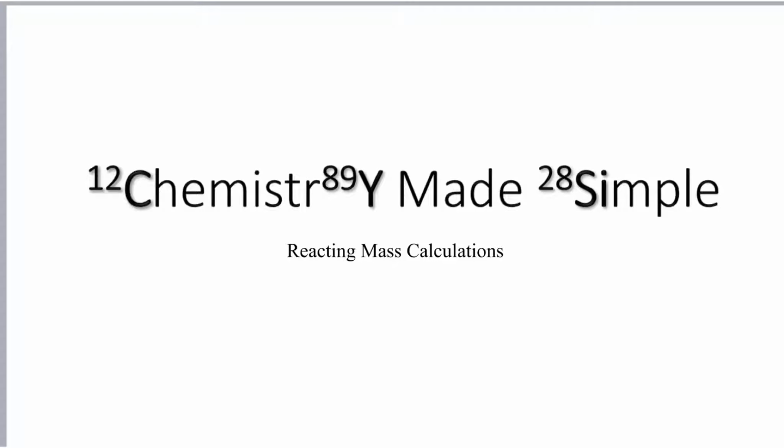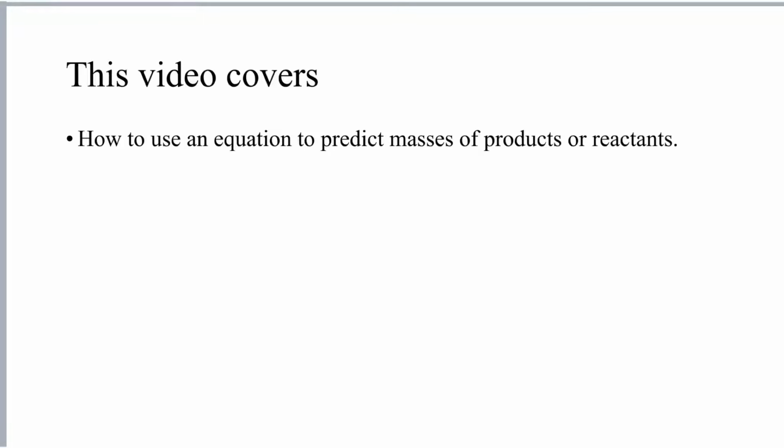Right, hello there. This video has a look at reacting mass calculation. So what I'm going to cover with you is how you can use a balanced chemical equation to predict the maximum mass of product you might get from a chemical reaction or the minimum mass of reactants that you would need. And I'll cover a little bit later on why I'm using those words maximum and minimum.